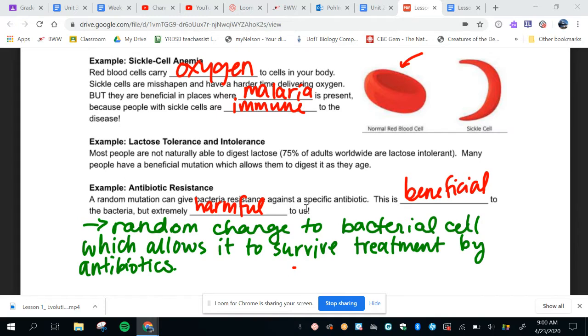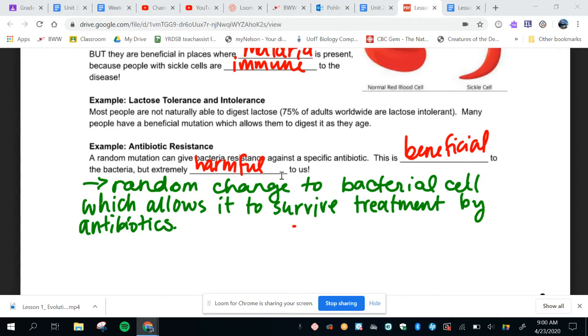And then the last example here, which I'm not going to speak too much about because we talk a lot more about it in lesson 1 of evolution, is antibiotic resistance for bacteria. It is a very beneficial mutation for the bacteria, but it's very harmful to us, as we also discussed in the first unit. And this is all due to a random change, a random mutation to the bacteria, which allows it to survive treatment by antibiotics.